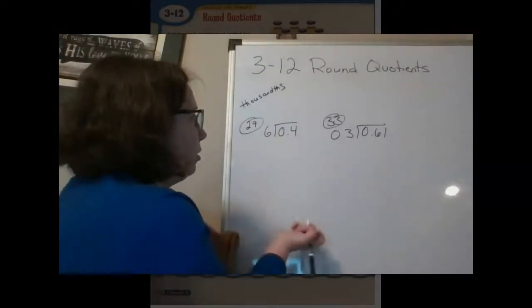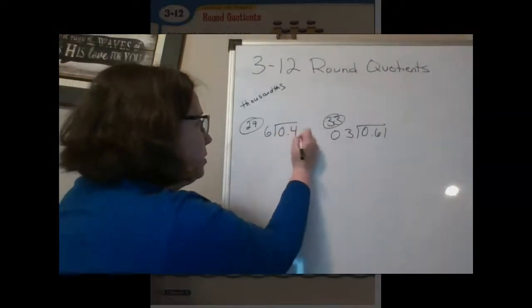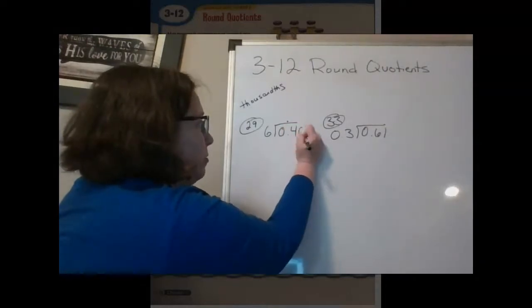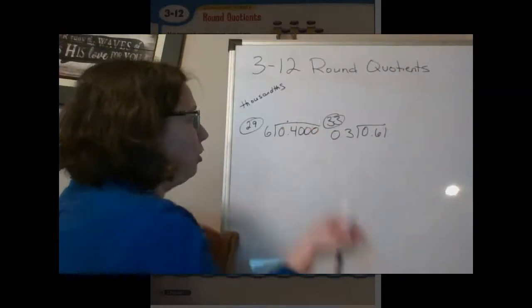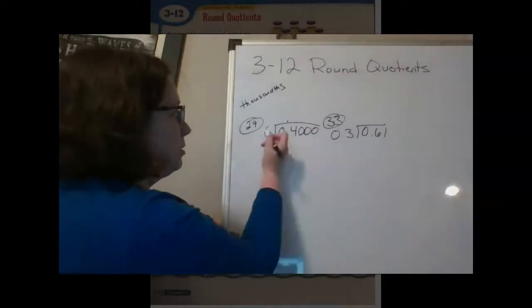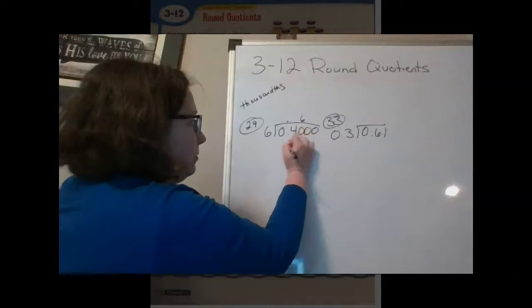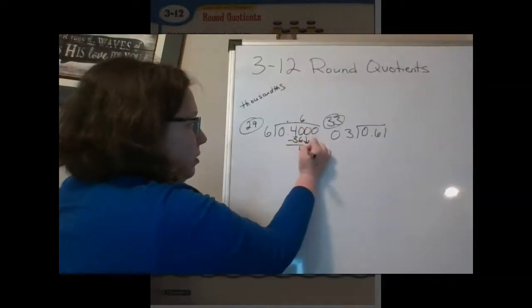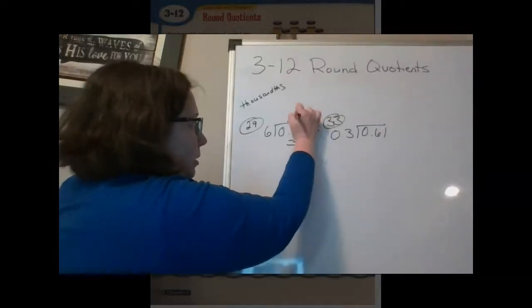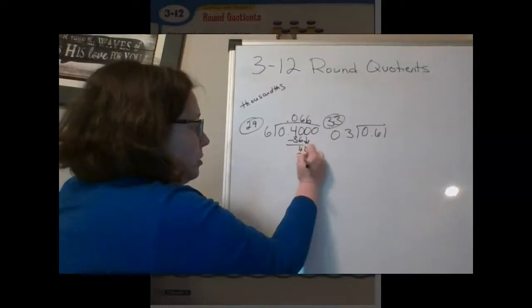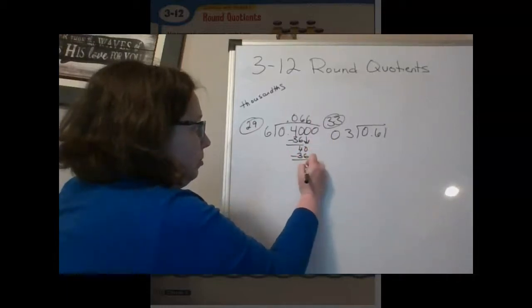We have no decimal place in our divisor, so we can put that straight up, get our 4 decimal places, and then start to divide. You can see really quickly that this is going to keep repeating.